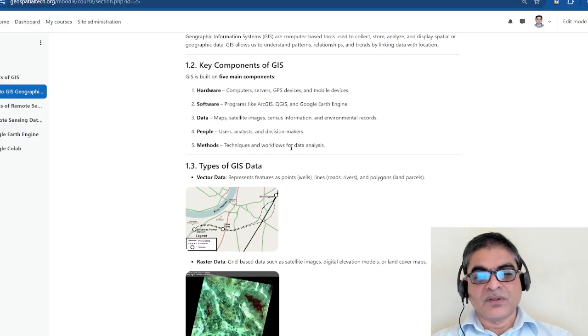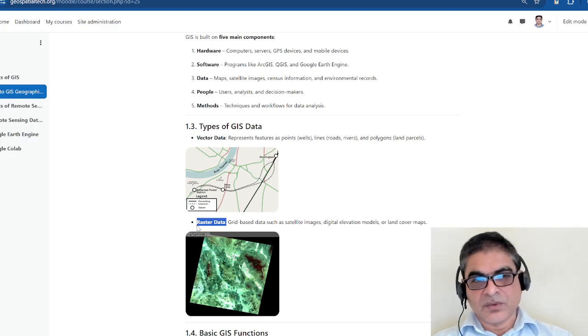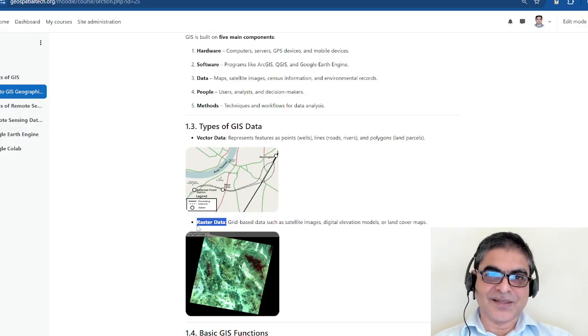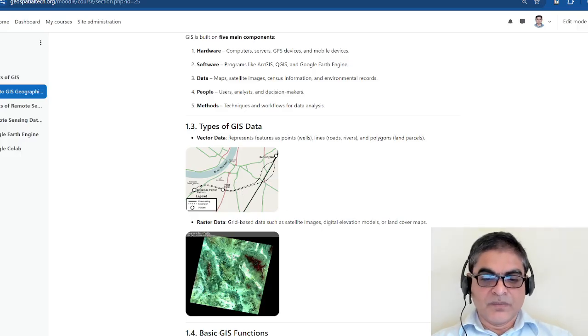Now, a brief introduction of these types of GIS data. So here the vector data and the raster data. There may be a third one, that is attribute, but here I am just explaining vector data and raster data, which are the core classes of GIS data. So what is vector data? As you can see in this image here, let me show you this one.